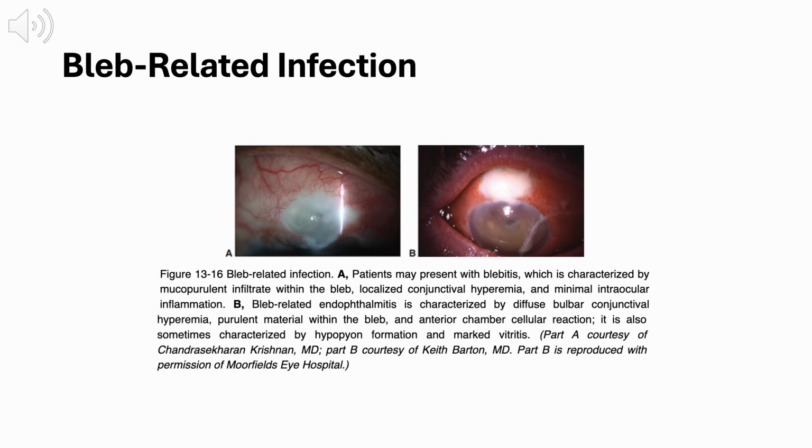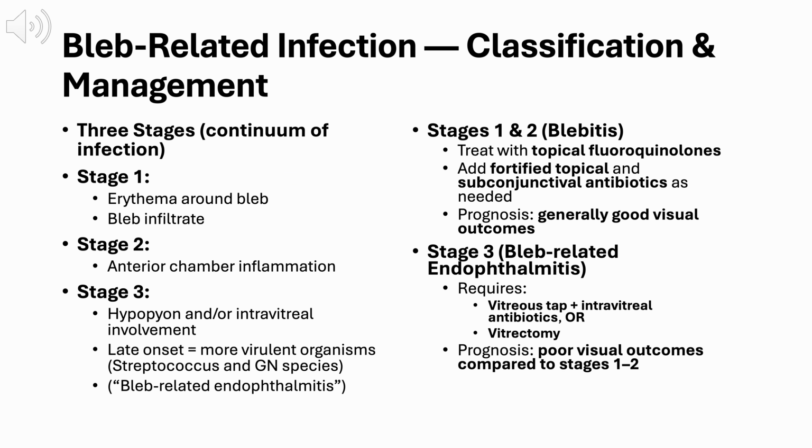These images are a good reminder that subtle blebitis can deteriorate rapidly, and early recognition is critical to preventing progression to vision-threatening endophthalmitis. Bleb infections fall along a continuum, and this staging system helps us decide how aggressively to intervene. Stage 1 is limited to the bleb itself, erythema around the bleb, and an infiltrate without intraocular involvement.